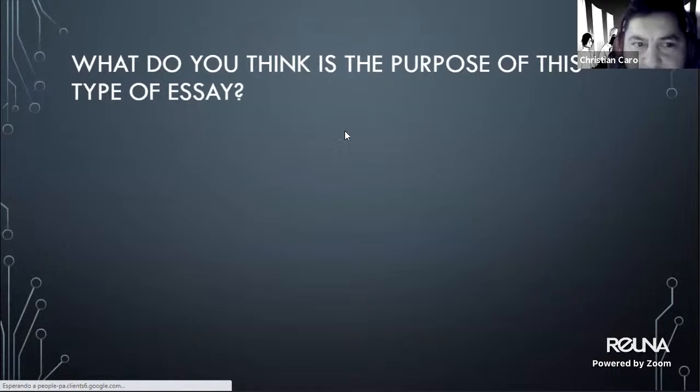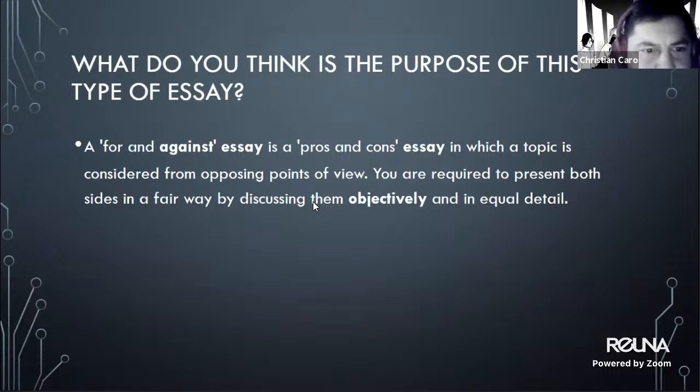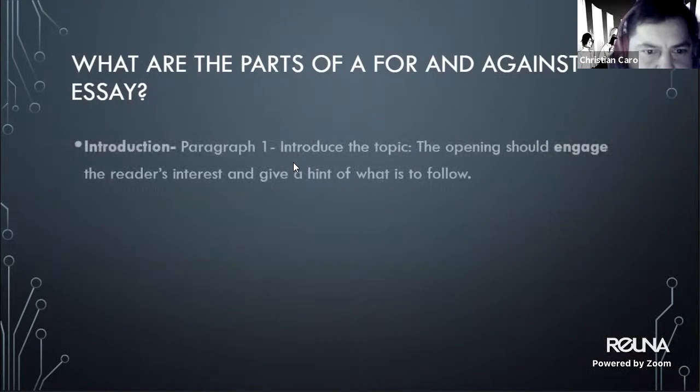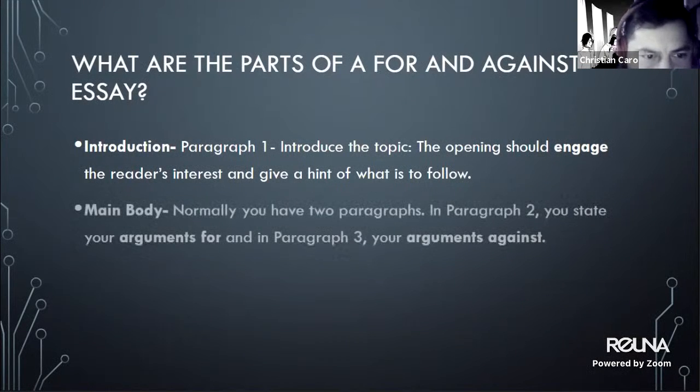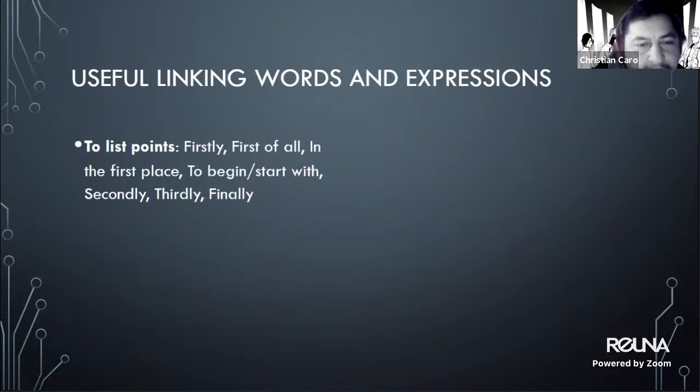What do you think is the purpose of the type of essay for and against? We have dealt with this before. Parts of a for and against essay: the introduction, body, conclusion. We already talked about this. Yeah, there you go. Linking words and expressions.